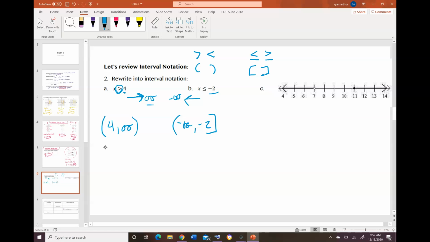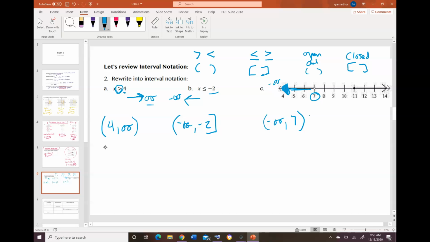All right, now looking at this graph right here, an open dot is going to be parentheses. A closed dot is going to be brackets. So this open dot, see how it's shaded over here to the left? And then see how it shades that arrow? Well, again, who's that arrow pointing to on the left? Negative infinity. So it's saying my x's are coming from negative infinity, and they're stopping at 7. It's an open dot, so it's parentheses.